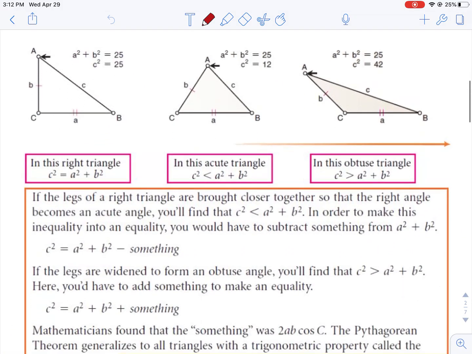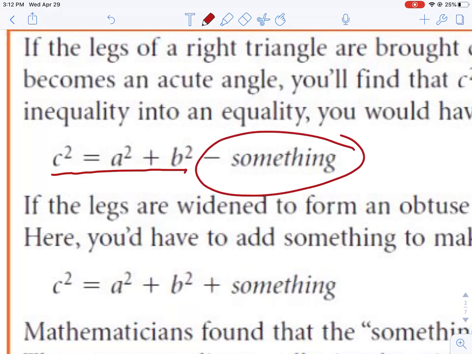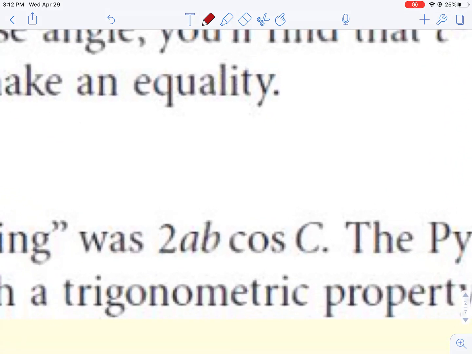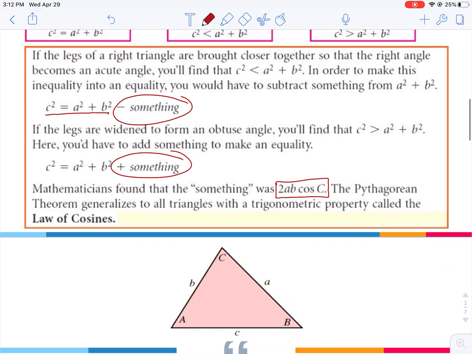And they were like, I wonder what we can do to make it work in all three. And so they figured out that it has to be c squared equals a squared plus b squared minus something. Okay? Or sometimes it's plus something. And they did a whole bunch of playing around, and honestly, I'm not entirely sure how they figured it out, but they figured out that what you are subtracting is 2 times AB times the cosine of C.